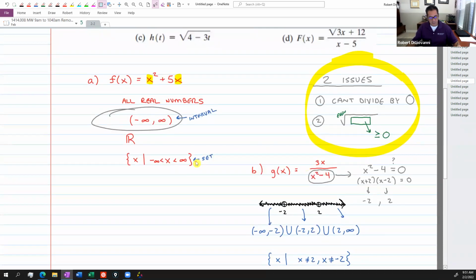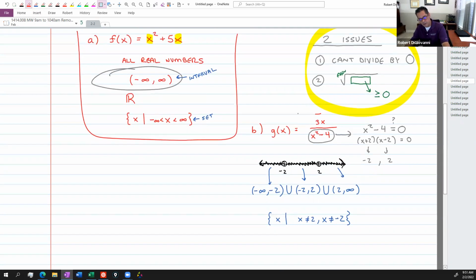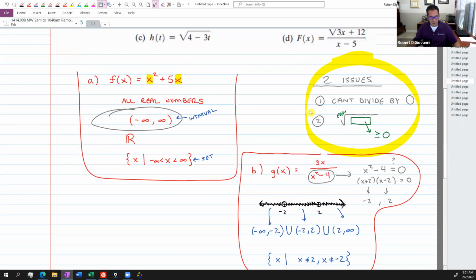Let's look at part C here. So that was that one. This is this one. So for C, we have the function h of t. We're using the variable t instead of x. Square root of 4 minus 3t.